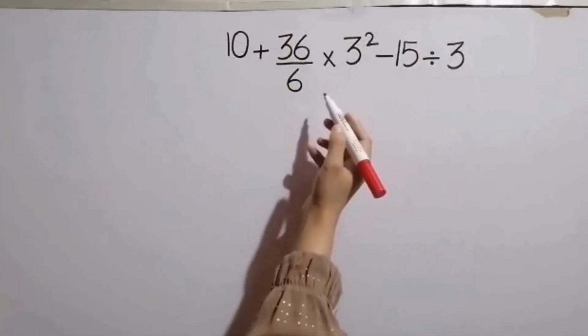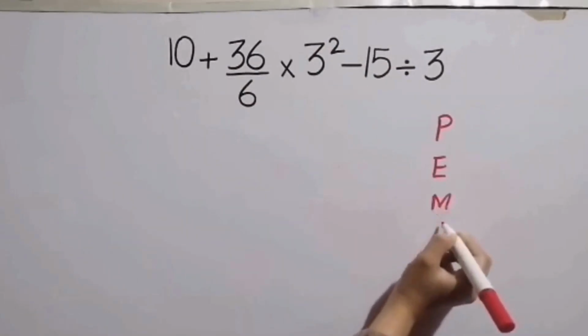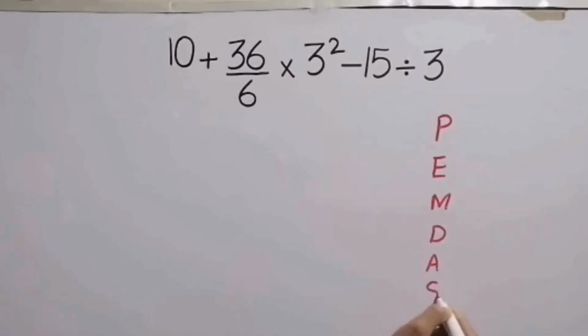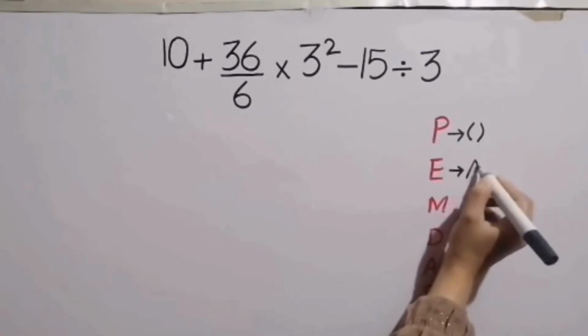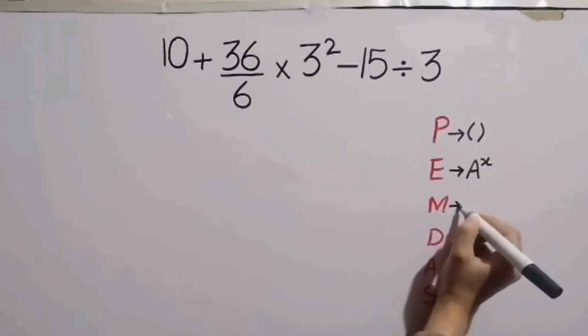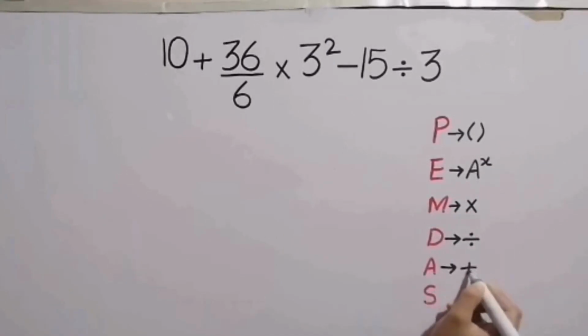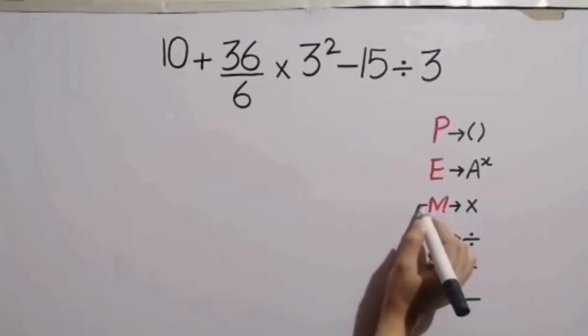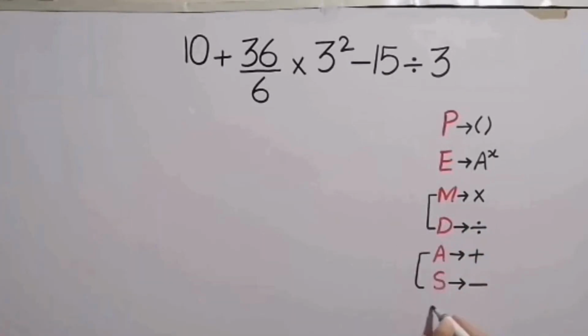To solve this question, we need to follow the order of operations, which is PEMDAS. PEMDAS shows the priority of mathematical operations. In this rule, P stands for parentheses, E stands for exponent, M stands for multiplication, D stands for division, A stands for addition, and S stands for subtraction. Multiplication and division have the same level of priority. Also, addition and subtraction have the same level of priority. When we have both in an expression, we start from the left and simplify the question.